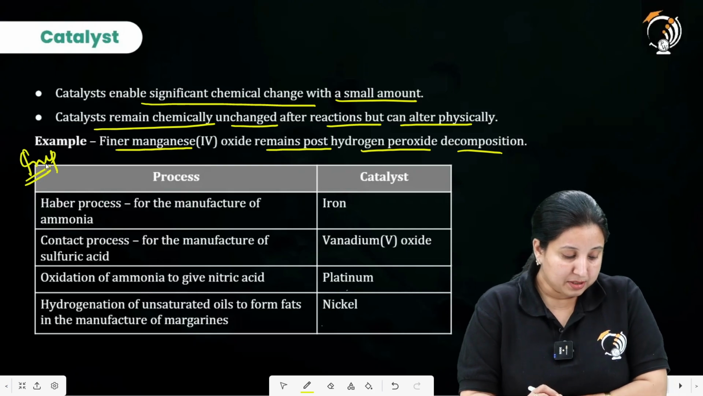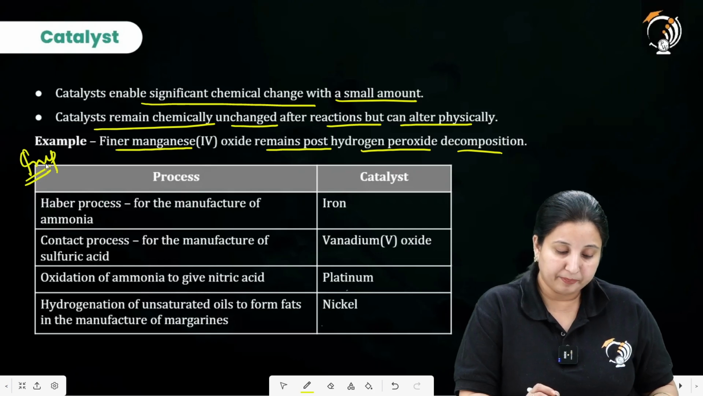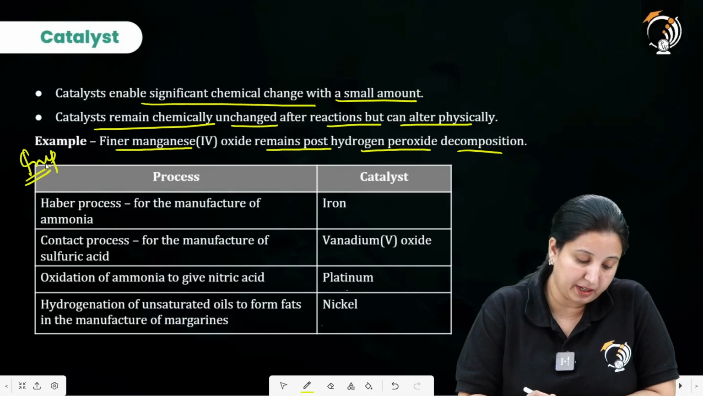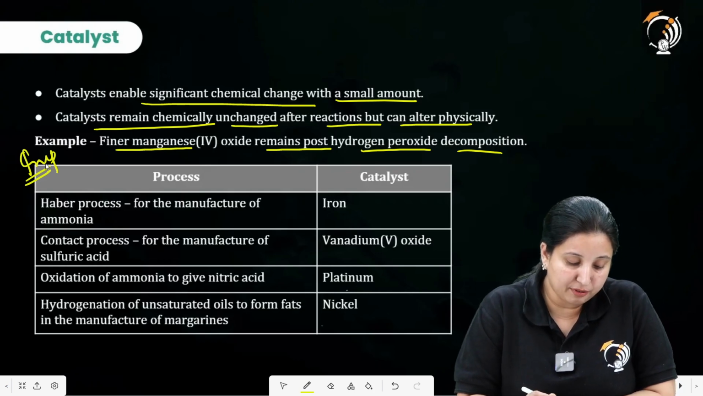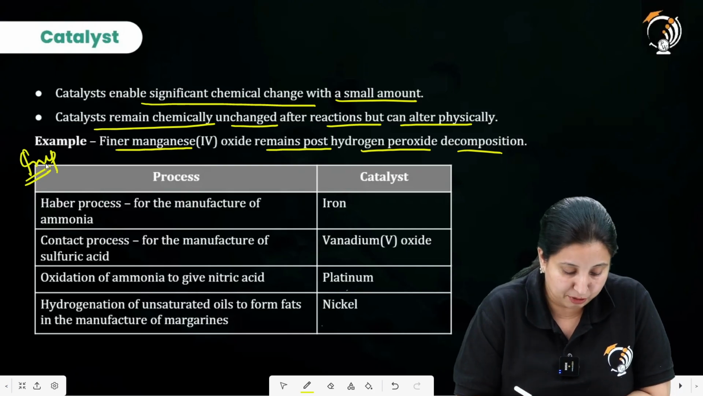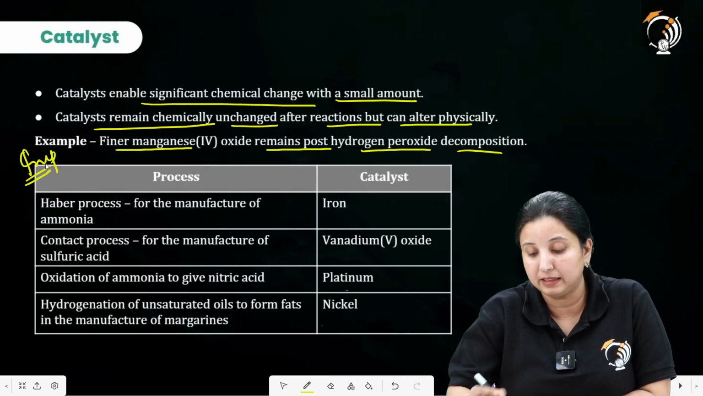In Haber's process, the manufacturing of ammonia, we use iron as the catalyst. In the contact process, the manufacture of sulfuric acid, we use vanadium oxide. In the oxidation of ammonia to give nitric acid, we use platinum. And for the hydrogenation of unsaturated oils to form fats, in the manufacture of margarine, we require nickel as the catalyst.